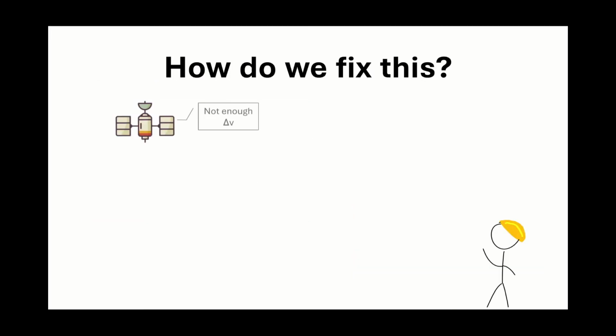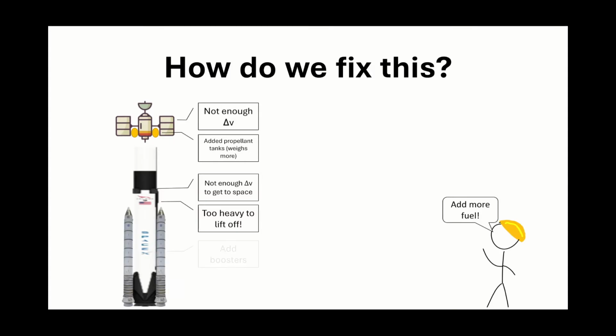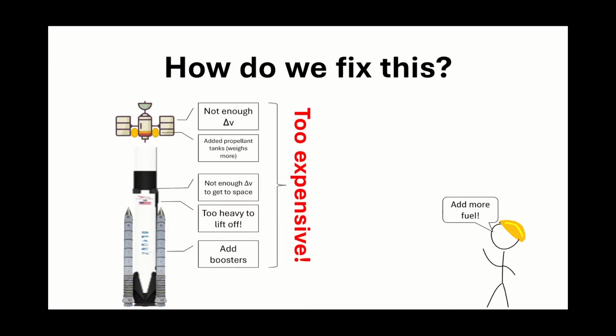So we have a satellite here that doesn't have enough delta V to complete its mission. We can suggest one of the most obvious ways in solving this task. Just add more fuel. So we add some propellant tanks, and that means that the spacecraft now weighs more. But this means that our launch vehicle doesn't have enough delta V to get us in space. So we increase its fuel, but now it weighs too much to lift off. So we add boosters, and while this completes our task now, it's too expensive to build.